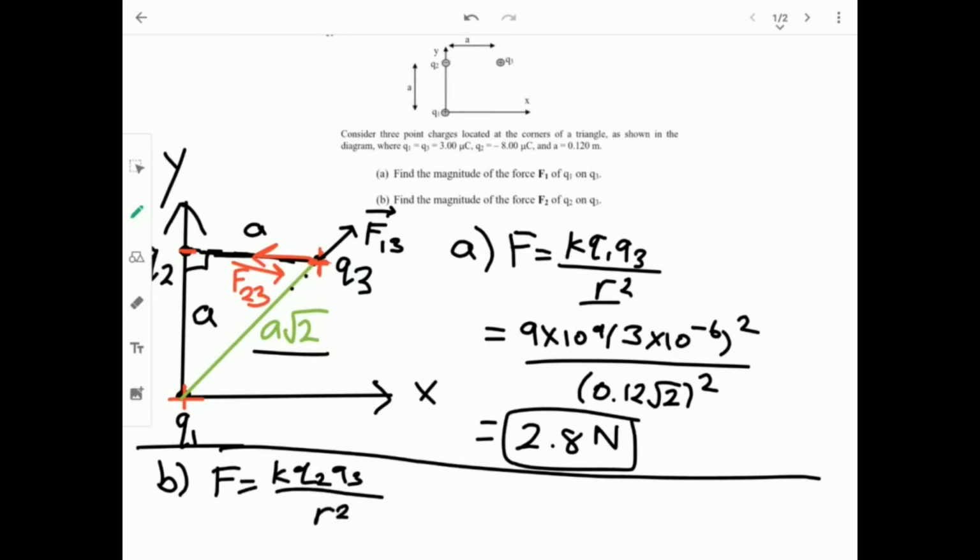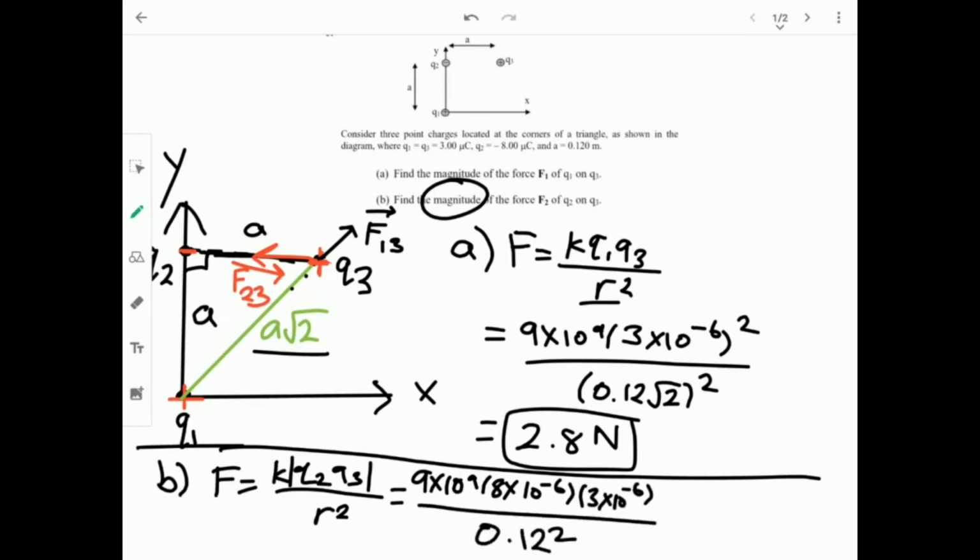Now for this question, for any question, the product of the charges always has to be positive because we're looking for the magnitude, right? So again, it's 9 times 10 to the power of 9 times 8 times 10 to the power of minus 6 times 3 times 10 to the power of minus 6, over the distance, which is A this time, so 0.12 squared. And for this you should get the answer of around 15 newtons. So that's your answers for parts A and B.